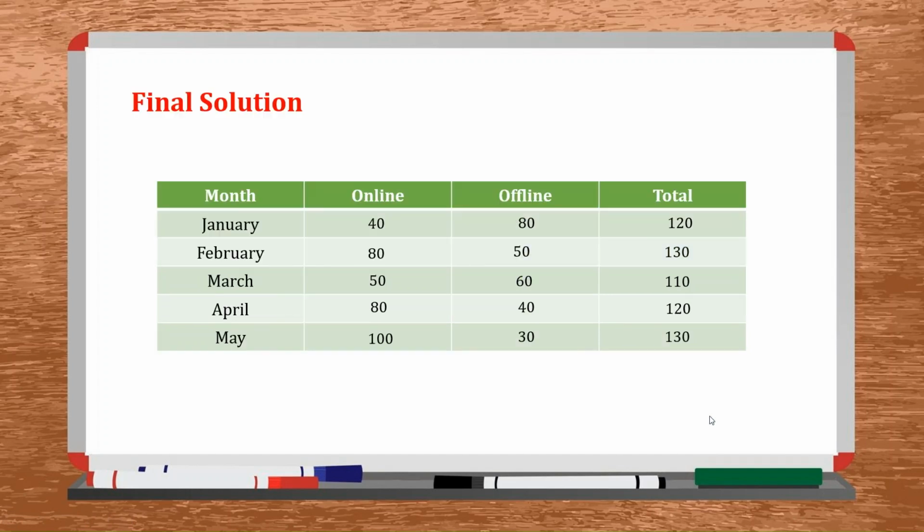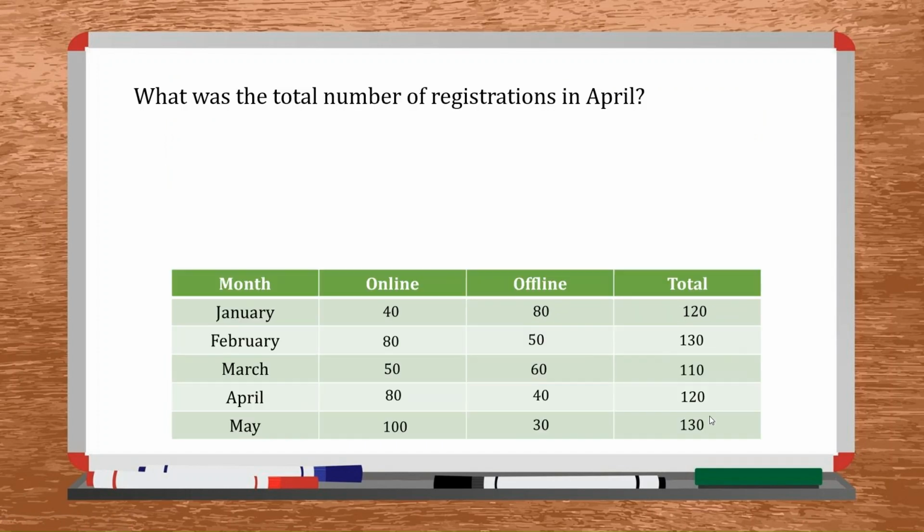Now let's look at the questions quickly. So now it's very simple from now on. What is the total number of registrations in April? We can just see what is the total number of registrations in April. The answer is 120.